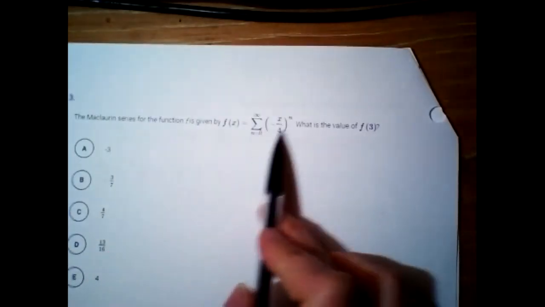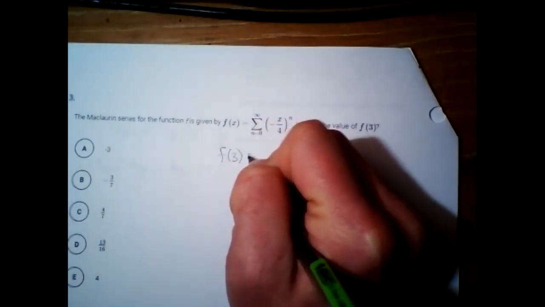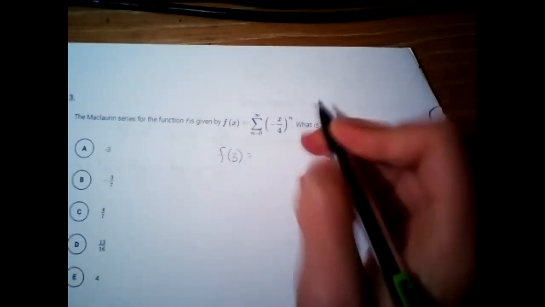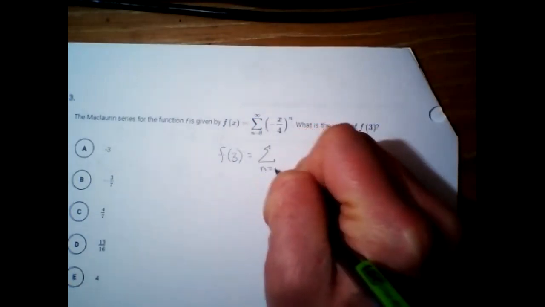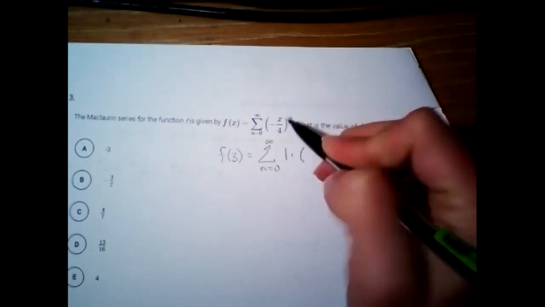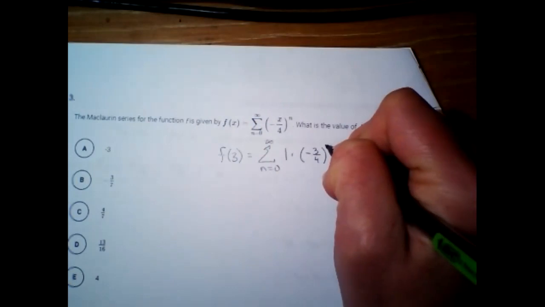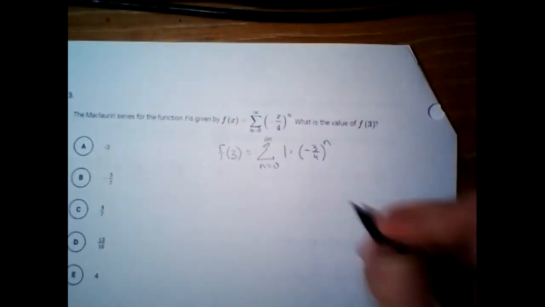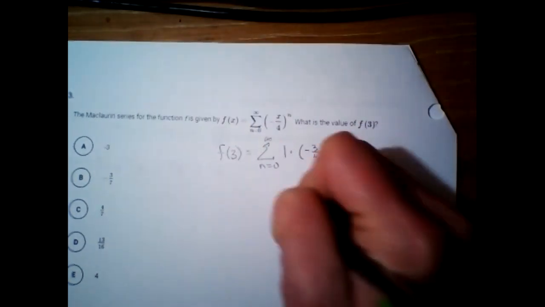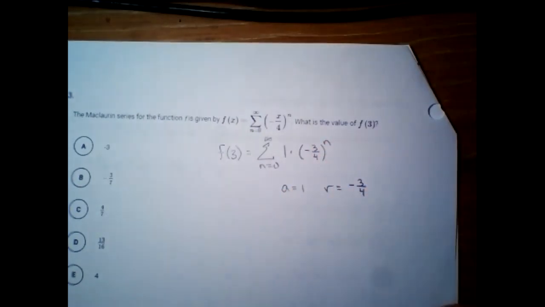All right, number 3, Maclaurin series for a function f is given by this. So they gave us the function. What is the value of f of 3? So we're just going to plug 3 in for x for this. I'm going to put a 1 in there. It's 1 times, if we put in 3 for x, this will be negative 3/4 to the n. So a is 1 and r is negative 3/4.